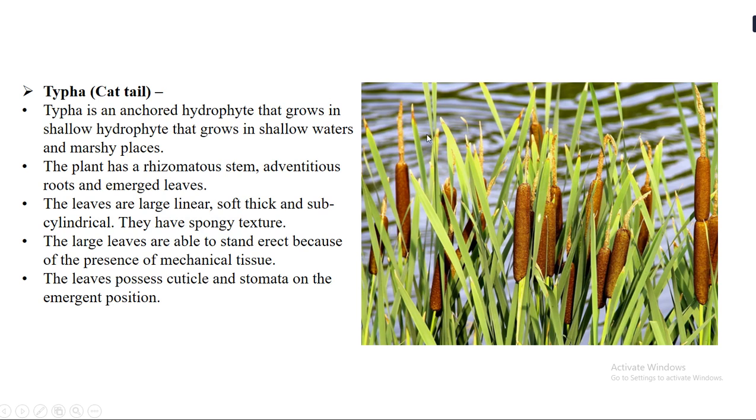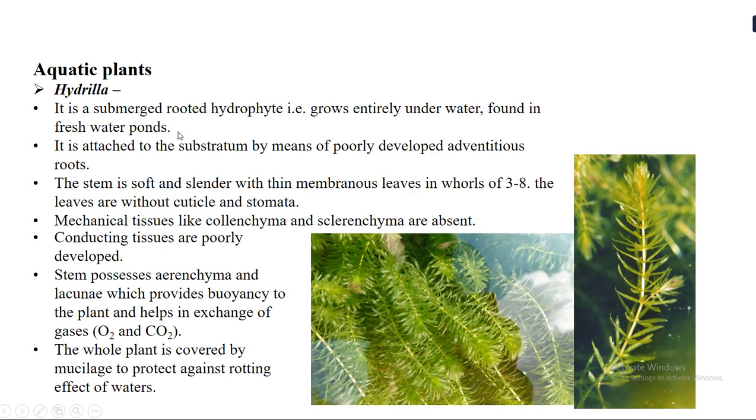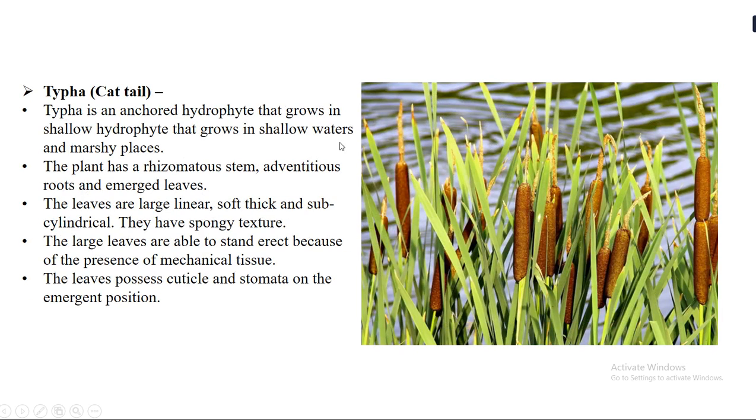Okay, so you will notice that all the hydrophytic plants have this spongy aerenchymatous structure. They have this air chamber, a modified structure of air chamber, so that they can easily float on water. So the large leaves are able to stand erect because there is presence of mechanical tissue. In Hydrilla, there was no mechanical tissue because it was completely submerged. Here, this is growing in shallow water and marshy places. So the leaves have mechanical tissue which helps them to stand erect.